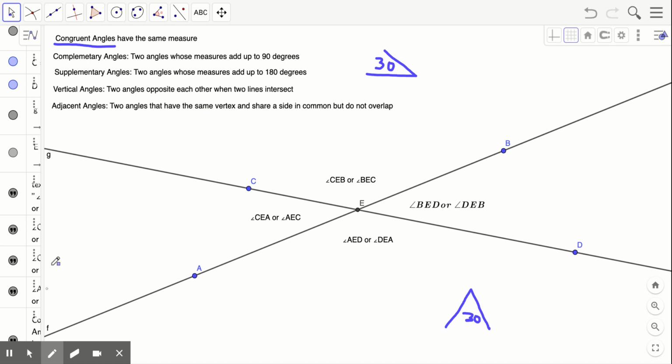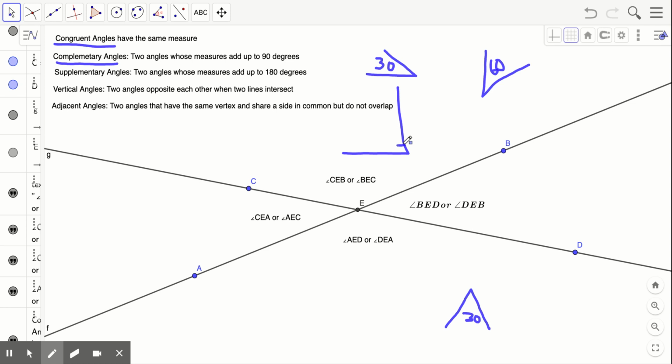Complementary angles are always two angles, always two, not three or four or more. It's always two angles whose measures add up to 90. So this 30-degree angle here, if I had another angle somewhere else that happened to be 60 degrees, then these two angles would be considered complementary because they add up to 90. They don't have to be touching, they don't have to be by each other, just the two measures have to add up to 90.